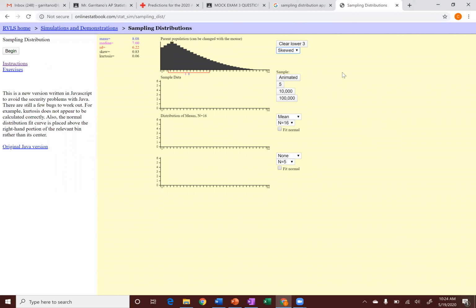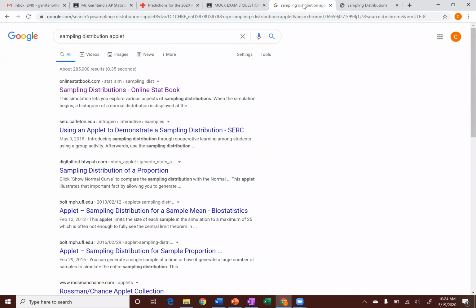Those of you that are in my class should recognize this little applet here, which is a nice way of seeing what happens with sample means when you have different parent populations and different sample sizes. The way to get this applet, just go to Google and type in sampling distribution applet, and you'll get there.